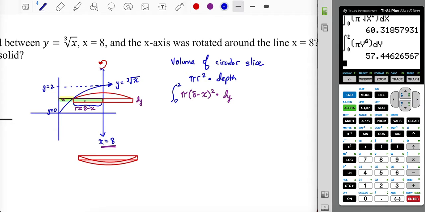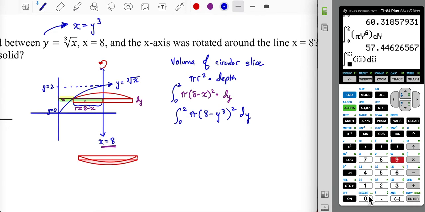All right. Again, we have a disagreement between the variable of integration and the variable in the integrand. So I'll make that substitution because we know that y equals the cube root of x corresponds to x equals y cubed. So the integral on the interval of 0 to 2 of pi times 8 minus x squared is going to become pi times 8 minus y cubed squared dy. So now it's just a matter of integrating.